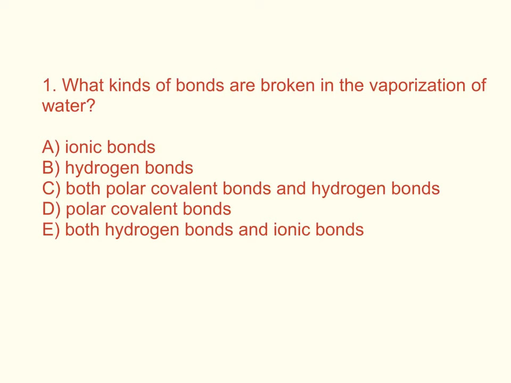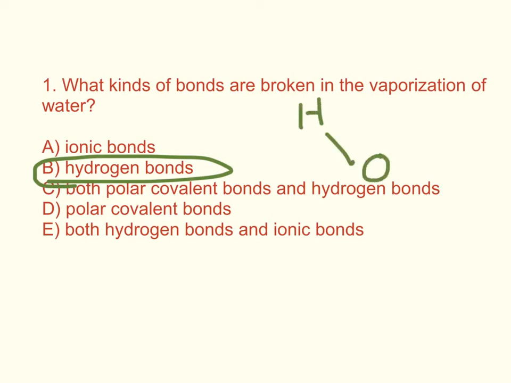If you said B, hydrogen bonds, then you are correct. Now let's go through some of the other answers. Ionic bonds is wrong because for an ionic bond, you need oppositely charged ions, and water is actually not an ion, although it has the dipole. The oxygen end only has a partial negative charge, and the hydrogen end has a partial positive charge.